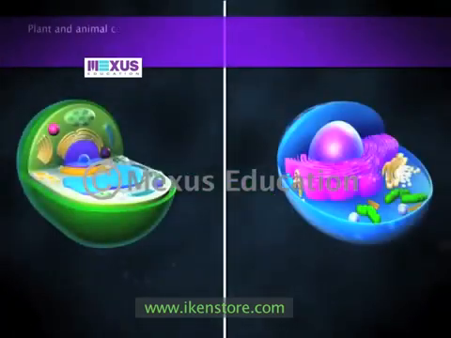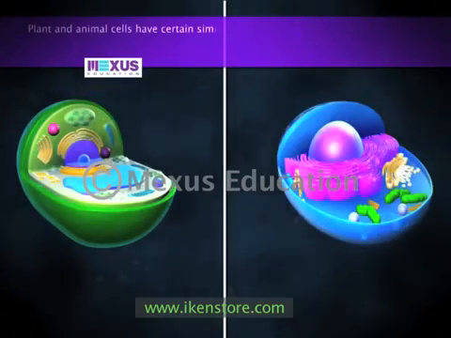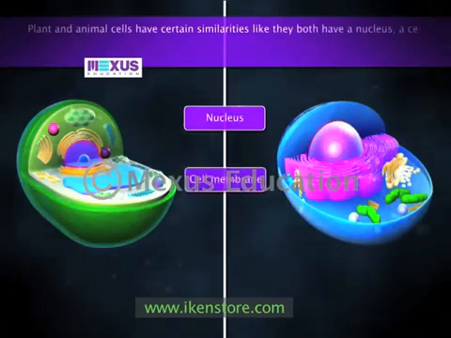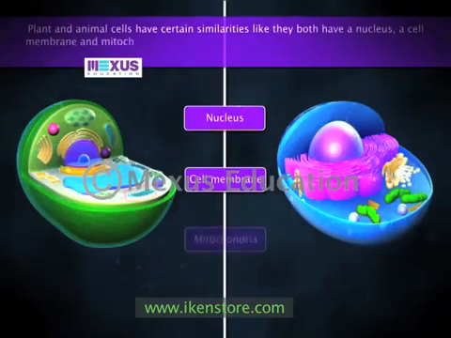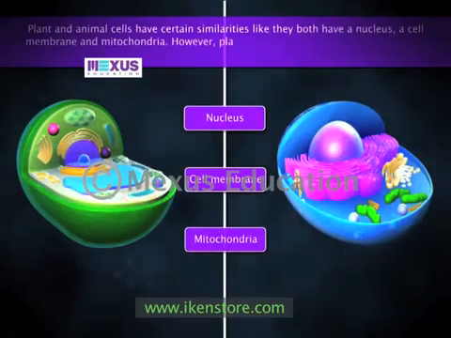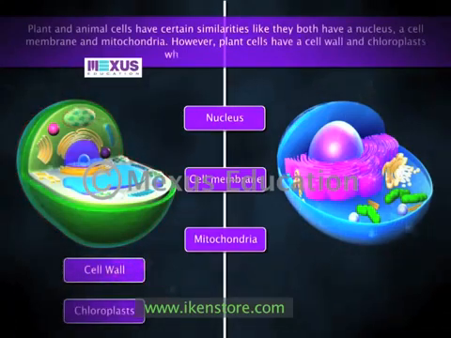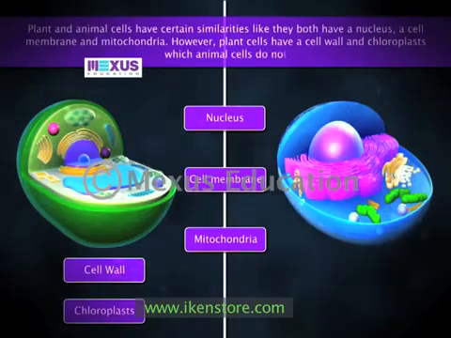Plant and animal cells have certain similarities, like they both have a nucleus, a cell membrane, and mitochondria. However, plant cells have a cell wall and chloroplasts, which animal cells do not.